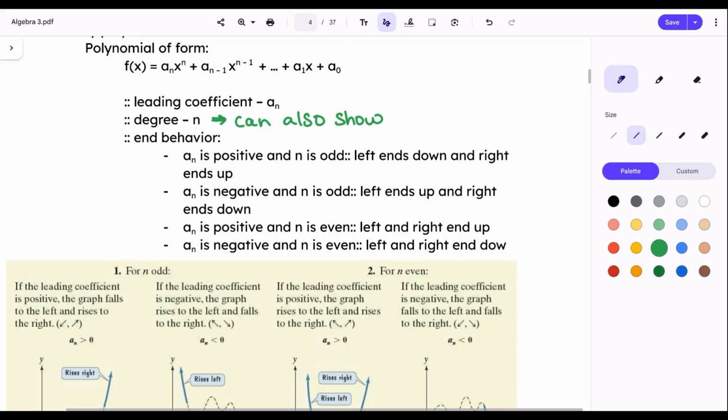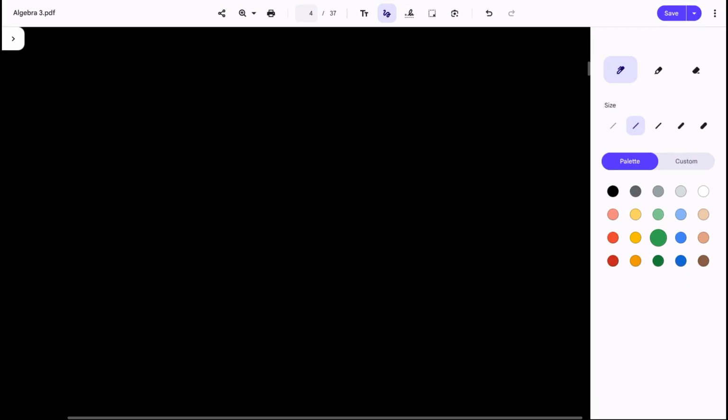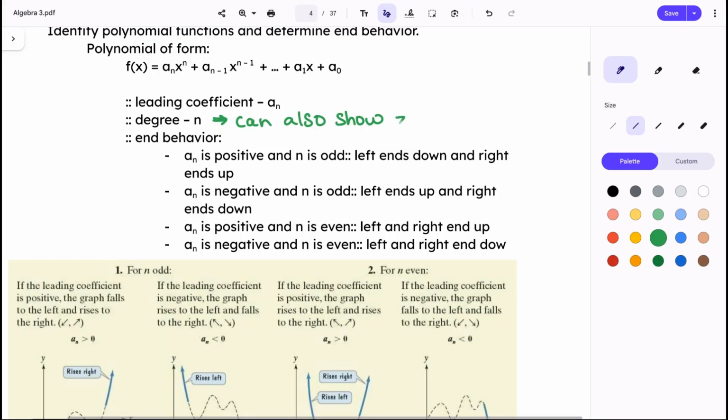All right, so as I was saying, the degree n can also show zeros that the graph might have. Not necessarily showing all of the zeros, because sometimes zeros, we'll call them, have multiplicity, which just means they repeat, they show up more than one time.